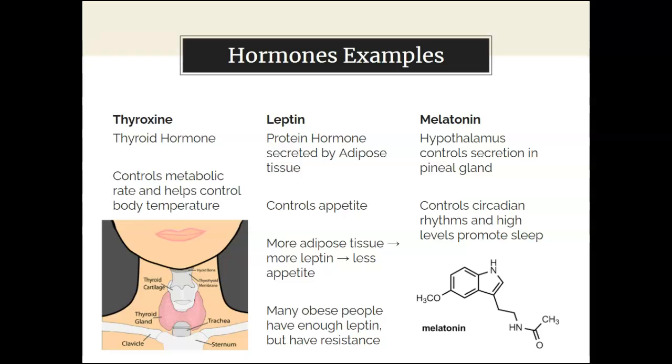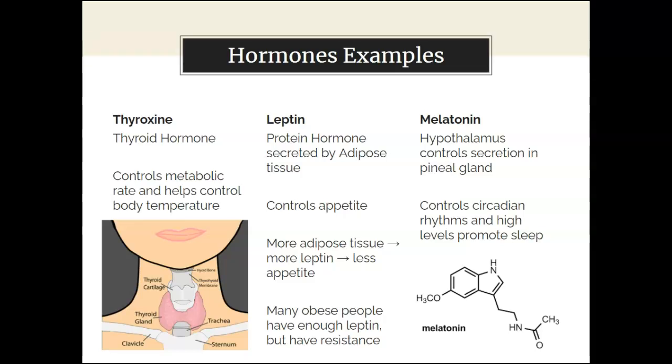Leptin is secreted by adipose tissue, which is like fat tissue. This controls your appetite. So if you have more adipose tissue, you produce more leptin, which makes you have less of an appetite. However, when you go above that threshold and are clinically considered obese, you have enough leptin, but you also have resistance to that, so you don't actually get that suppressed appetite because your body's almost like overriding it.